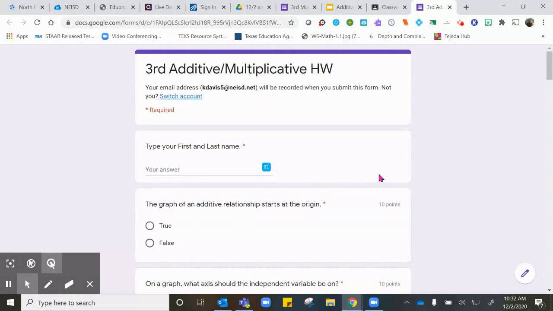Also, please know that next week, the 8th and the 9th, depending if you're an A or a B day, we will be having a test over the multiplicative and additive relationships.